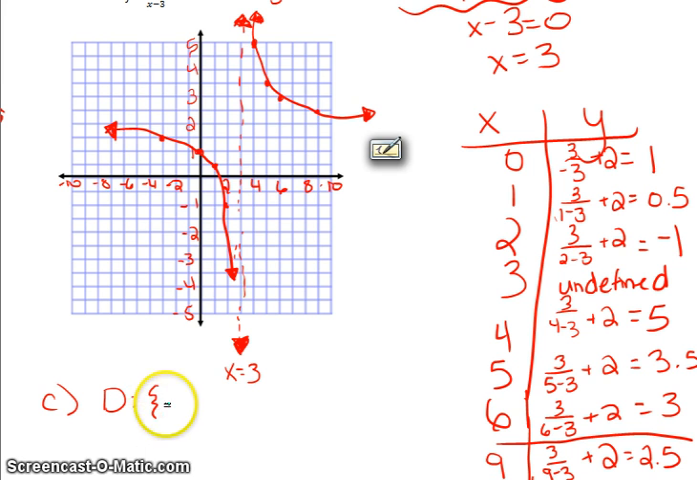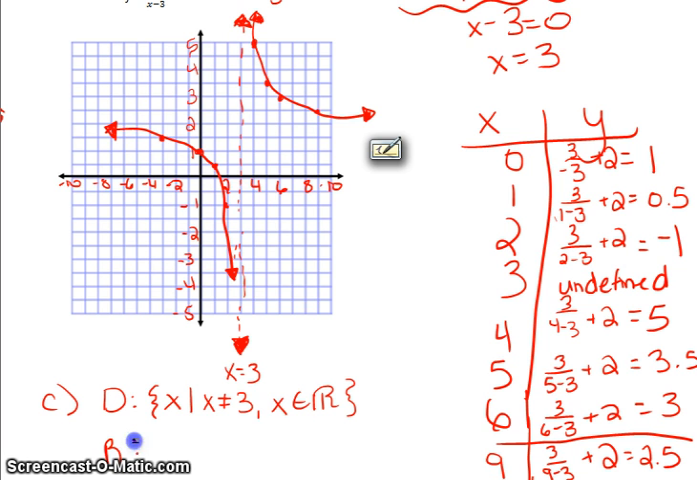So as always, you start off with a fancy bracket, x, such that, and look at your x values. Can x be everything? And you guys notice here there is an asymptote here. So x can be anything except for 3. So what we'd say is x cannot equal 3, where x is an element of all real numbers.